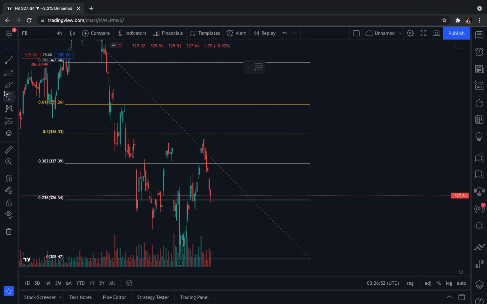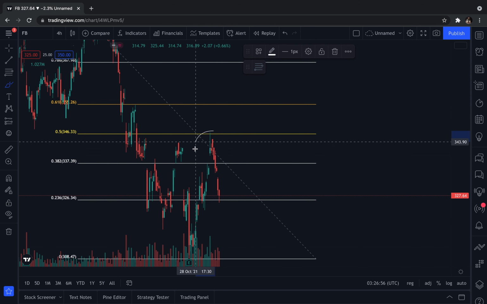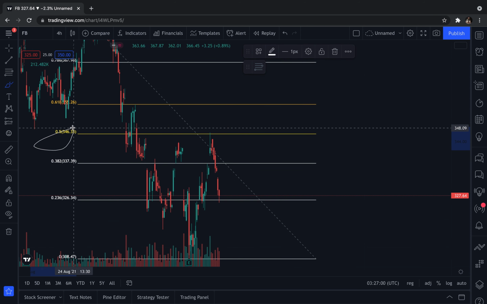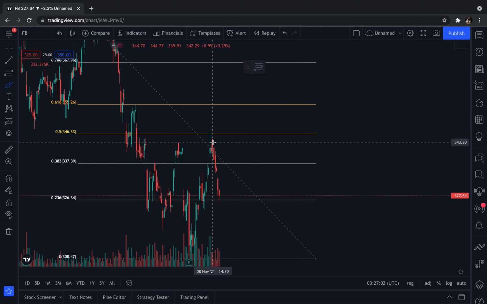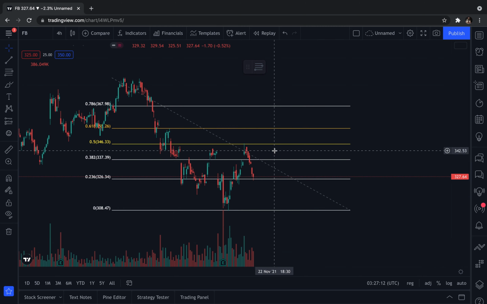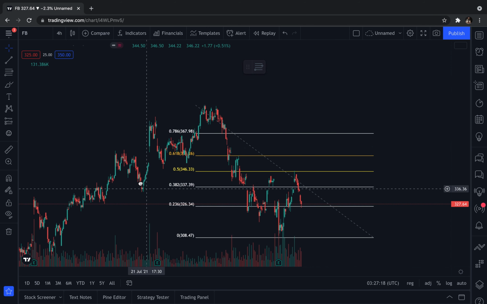Now, we see a prime example of an inverted hammer right here. We have an inverted hammer on the 0.5 level. We touched it clear as day, and as soon as we touched it, we started to push lower. That's a prime example of a bearish candlestick on the 0.5 level. Like I said, a bearish candlestick on a resistance is very, very powerful, okay?